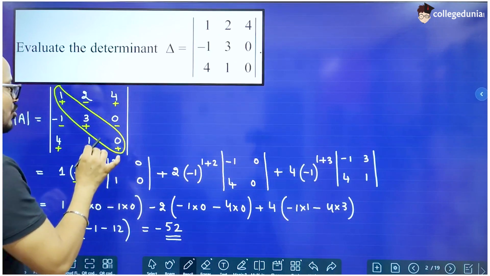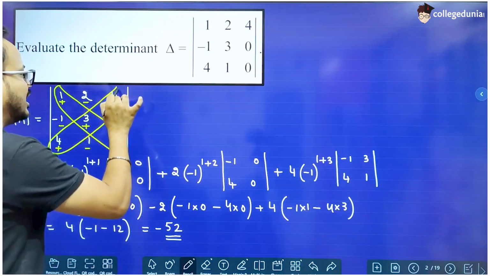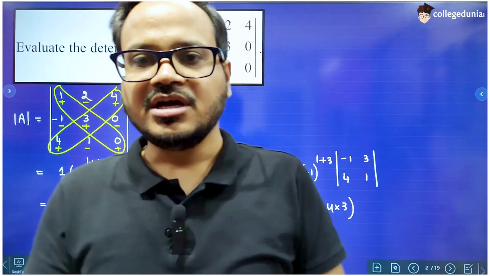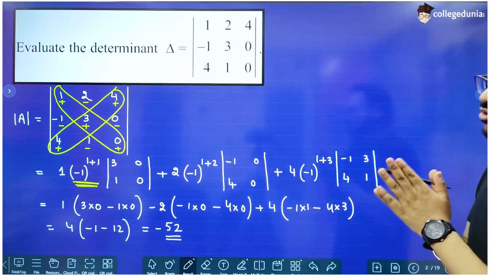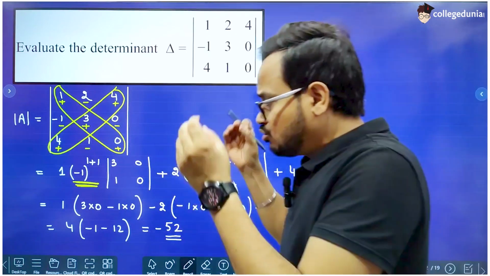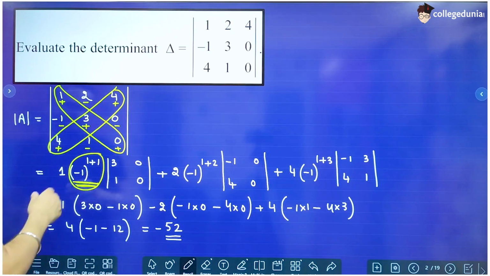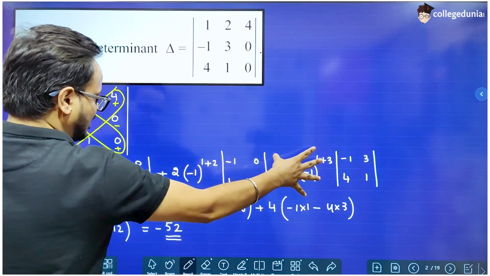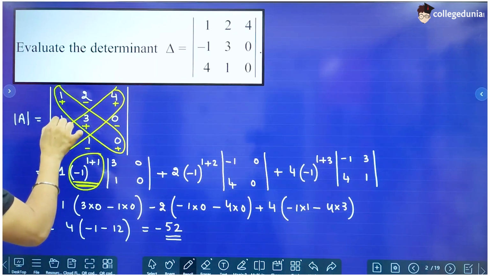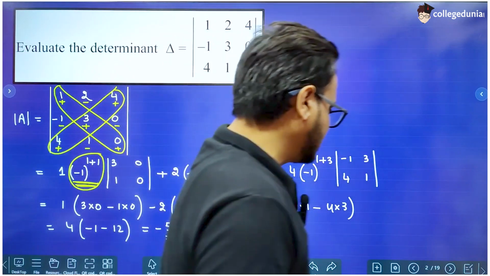So simply, the diagonal elements have indices such that their sum is even, so this is going to come positive. The other elements have indices such that the sum of the indices is odd, so minus 1 to the power odd is going to come as negative. So without doing this step, you can directly put the sign plus, minus, plus, and if you are expanding along the second row, suppose, then minus, plus, minus, and so on. So this is how you can expand determinants, right?